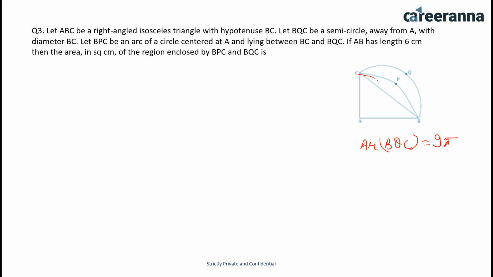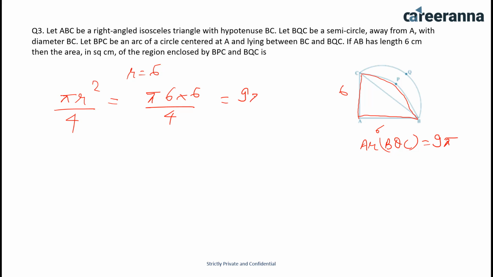Now if you closely observe this, this is nothing but a quarter circle. So the area of this quadrant ACPQ is given by pi r square by 4, where the radius is 6 in this case. So the area will become pi into 6 into 6 divided by 4, which is again 9 pi. Now the area of this quadrant is 9 pi.